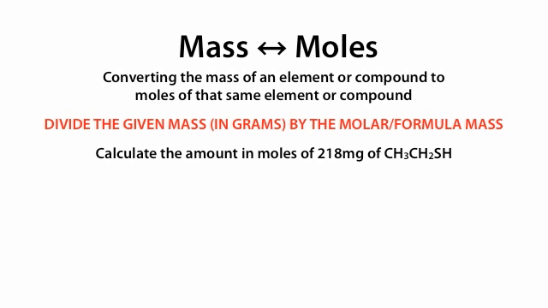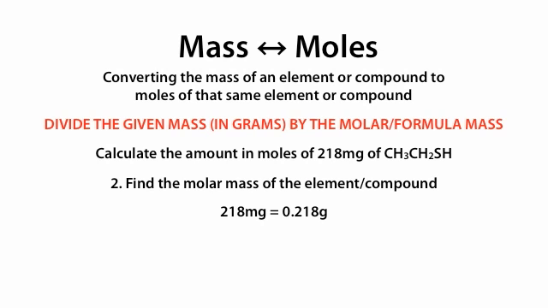Calculate the amount in moles of 218 milligrams of CH3CH2SH. Step 1. Convert the mass to grams. Now here we're given 218 milligrams, which is not in grams. So the first thing we have to do is convert 218 milligrams to grams. We do this by dividing by 1,000. 218 milligrams is equal to 0.218 grams.